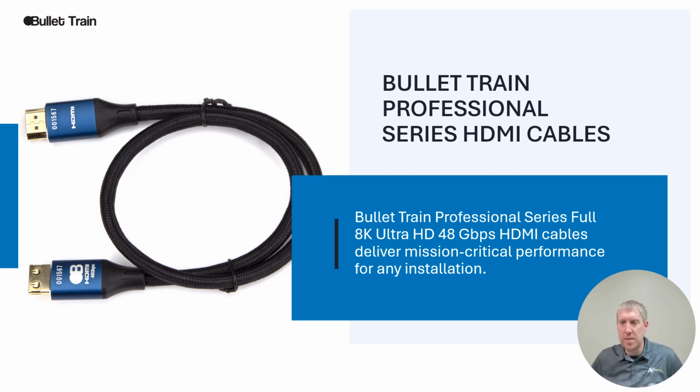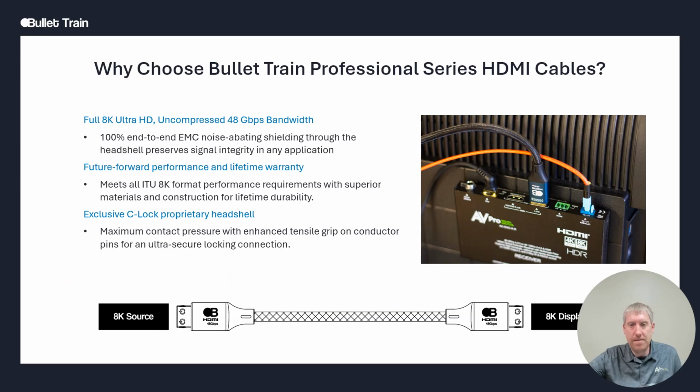All right, now jumping to our new Bullet Train Professional Series HDMI cables. So these are our full 8K 48 gigabit per second HDMI cables for mission critical performance for any installation. And so, why choose the Bullet Train cables over other offerings?